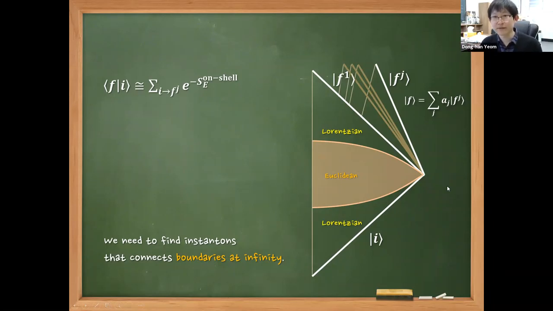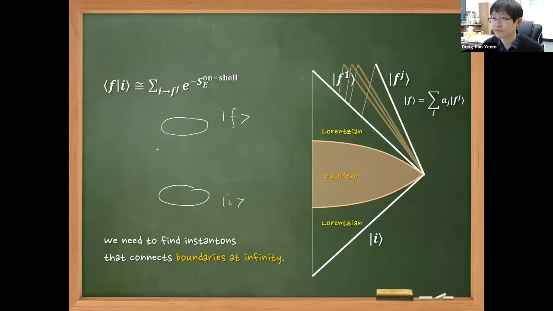So this is a very conceptual picture, and the purpose of the Euclidean path integral is to do this kind of computation. So we need to find the instantons that connect boundaries at infinity. And also, this is one interesting comment. In black hole physics or in many other generic contexts, this is the very generic figure. However, in terms of cosmology, it's a little bit different. So, for example, this is the initial cosmological boundary, and this is the final cosmological boundary. And then between this initial and final boundary, we will consider all possible Euclidean geometries.